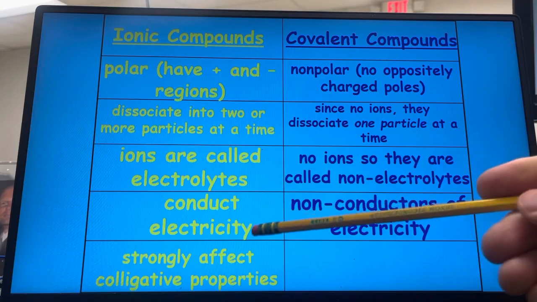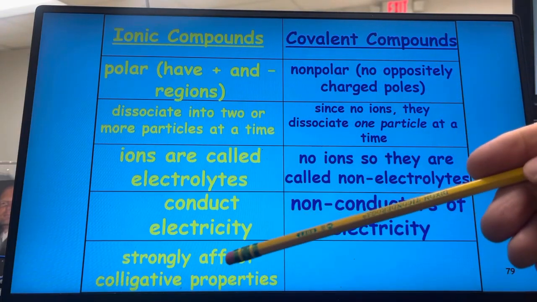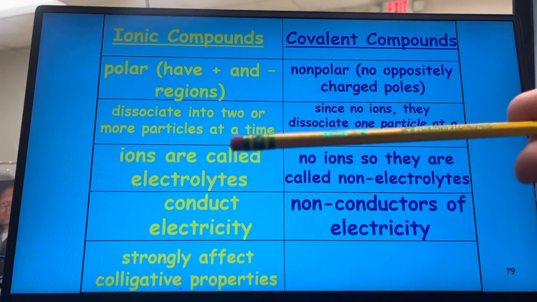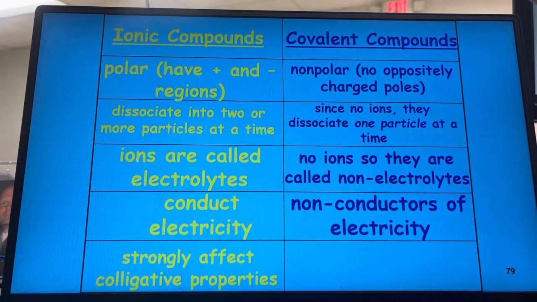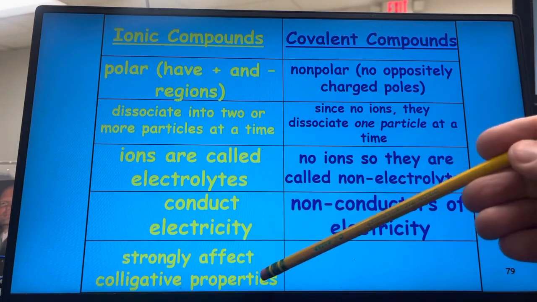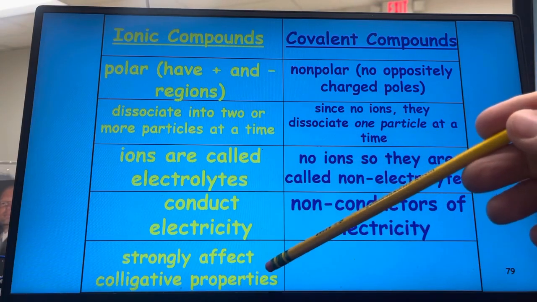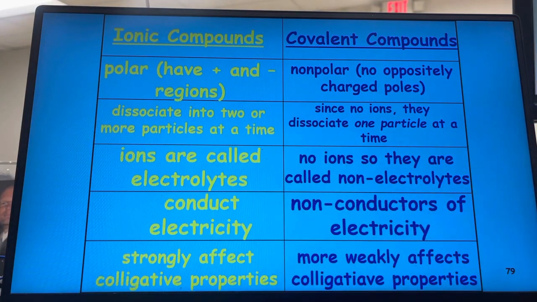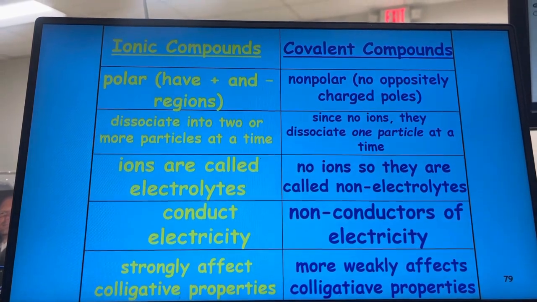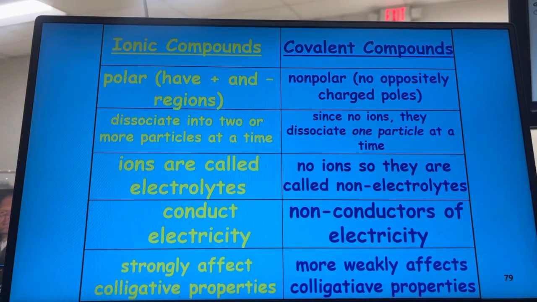And finally, ionic compounds have a stronger effect on the colligative properties, not the only effect. Covalent compounds will affect too, but nowhere near as strong as ionic, and more weakly affect colligative properties. So it's just a summation at the end of these notes. You don't have to write this down. Okay, and that is it. Another 45-minute presentation over.